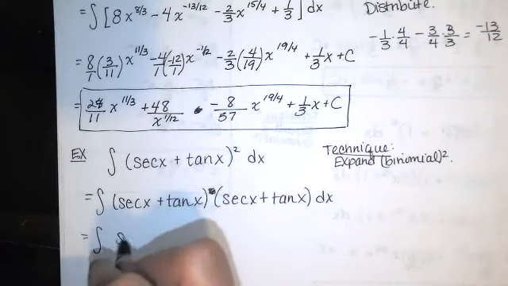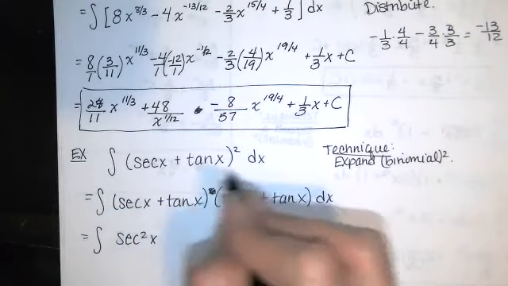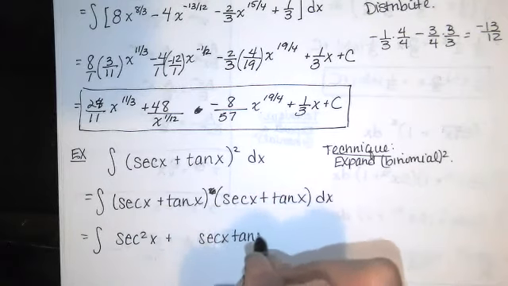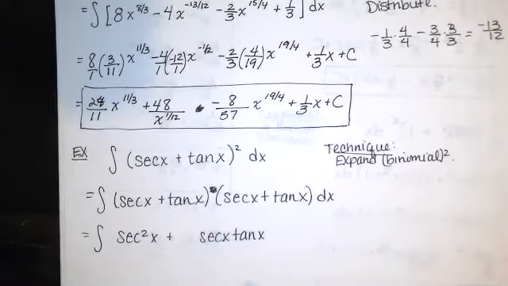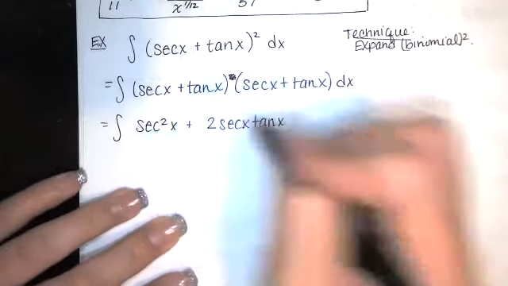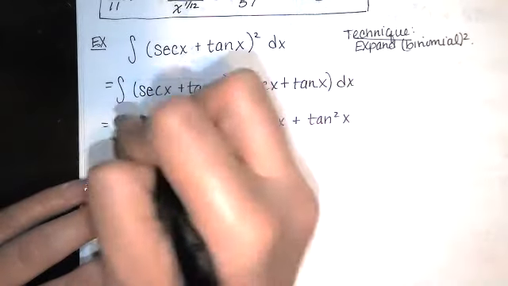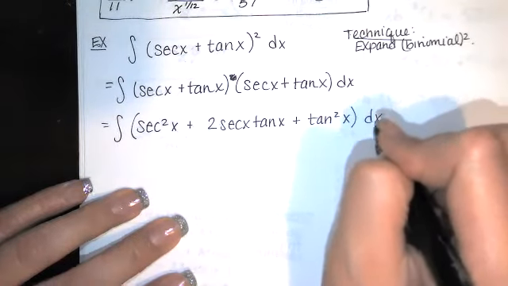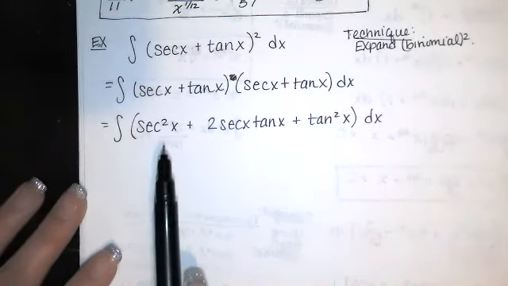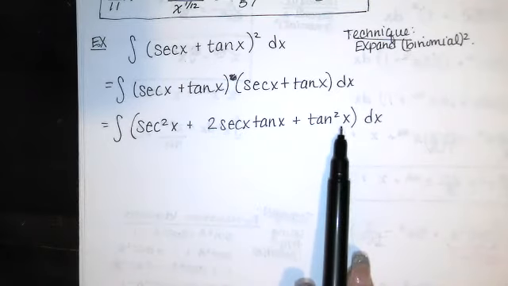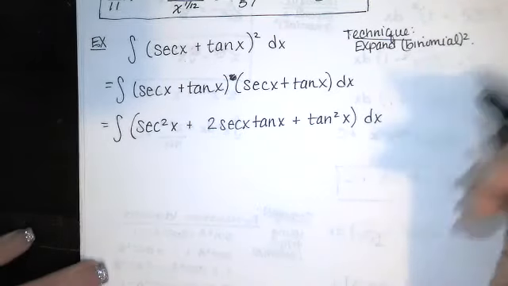First times first is secant squared. Outer times outer is secant of x times tangent of x. Inner times inner is another one of those, so we've got 2 of them now. And last times last is tangent squared. I've got a rule for that and a rule for that, but I don't have a rule for that. But I've got a Pythagorean identity.